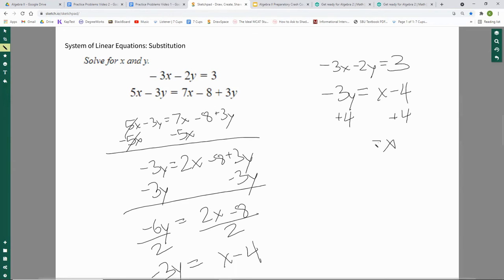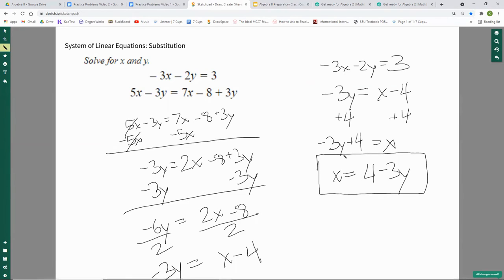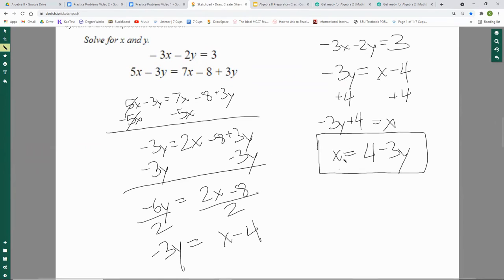Then x equals negative 3y plus 4. Let me rewrite that just to make it simple, flip flop, with the 4 in front minus 3y. So this is something we've achieved: we've created a simple expression that x equals. Now we can take this x value and substitute it into the other equation. We're essentially going to replace this x with this, because 4 minus 3y equals x.